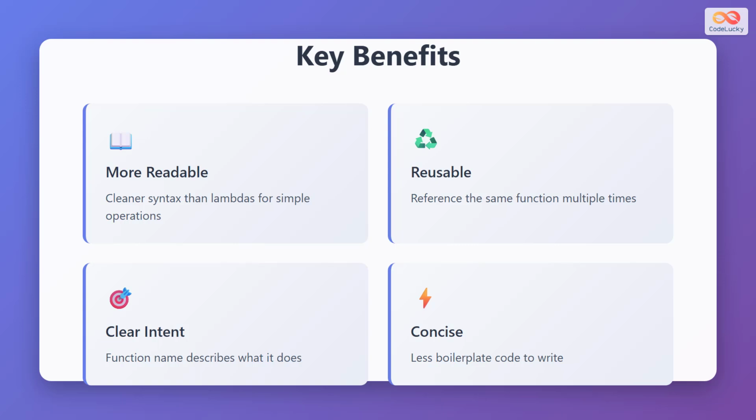Function references offer several key benefits. First, they're more readable than Lambdas for simple operations. Second, they promote code reusability since you can reference the same function multiple times. Third, they provide clear intent because the function name describes what it does. And finally, they're concise, requiring less boilerplate code. Use function references whenever you have an existing function that matches the required signature.